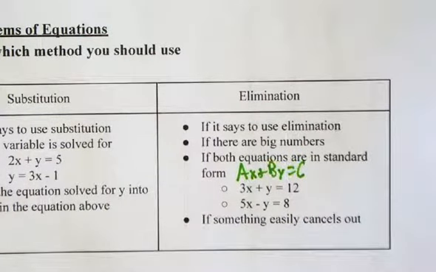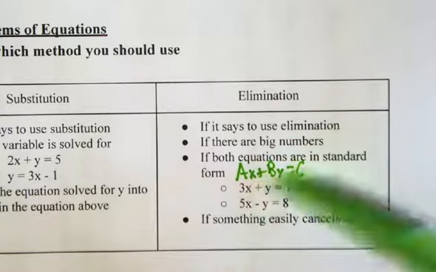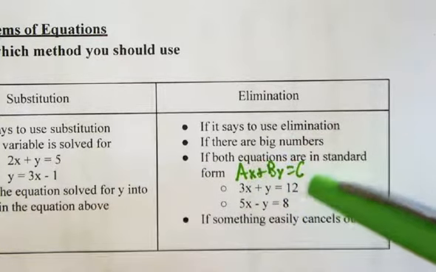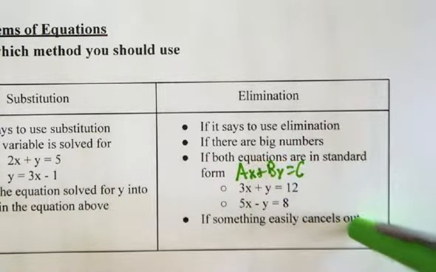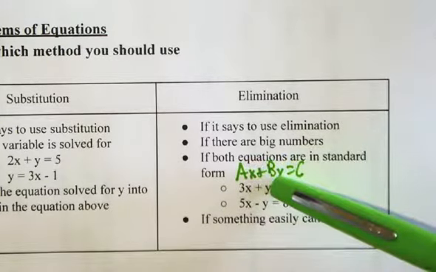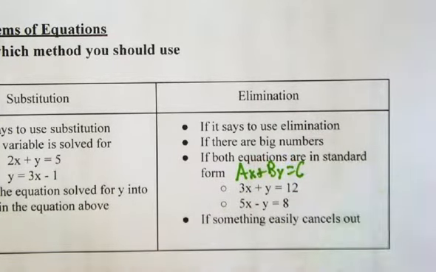In Ax plus by equals c, if they're both like that, it tends to be pretty easy because they're lined up. So you've got 3x plus y equals 12, 5x minus y equals 8, right? And then lastly, if something easily cancels out. When we look at these, we can see we've got a positive y and a negative y. All we got to do is add them together, and the y's are gone.